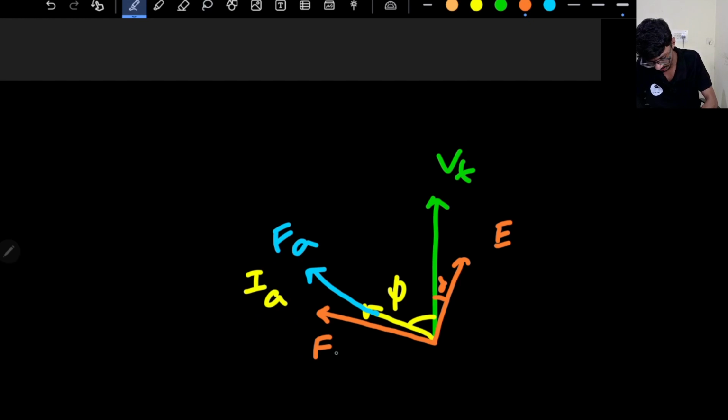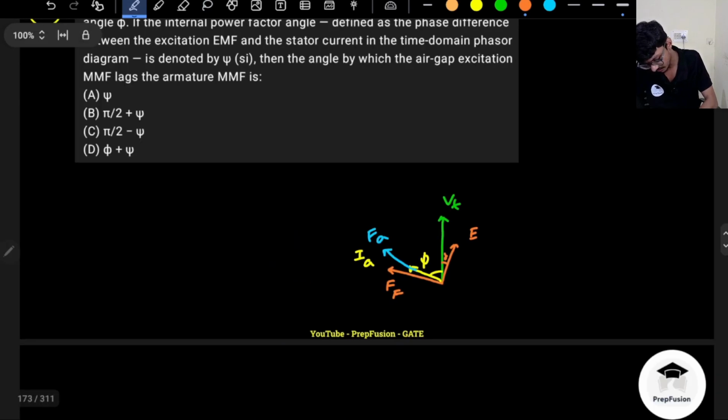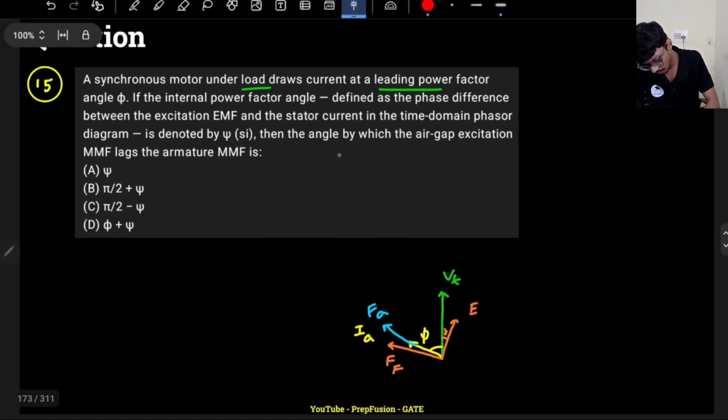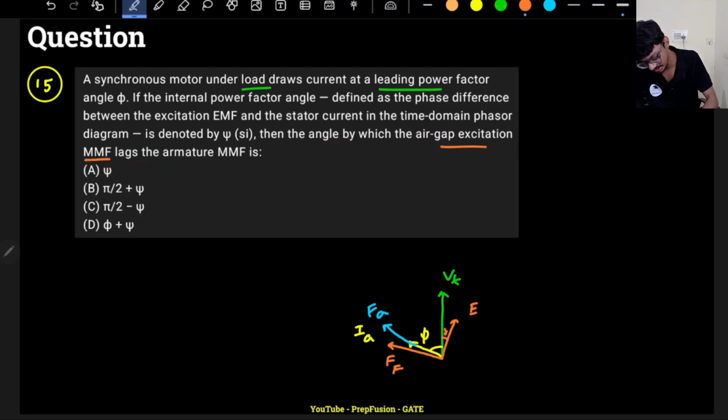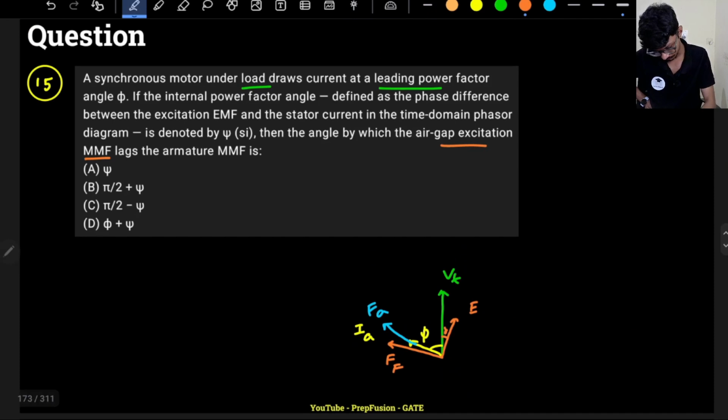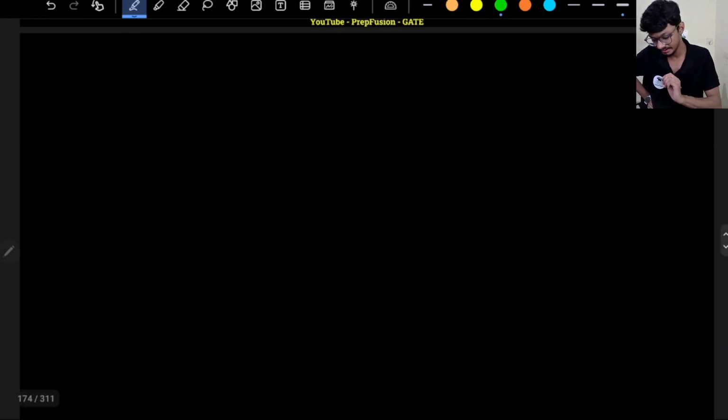Main field flux. But what are they actually asking? Are they asking the main field flux direction? They are asking me the angle by which the air gap excitation MMF lags. Excitation MMF basically means the main field MMF they are talking about, right? Okay. So if you are doing this, you are wrong. Why are you wrong? I will explain a very important thing.